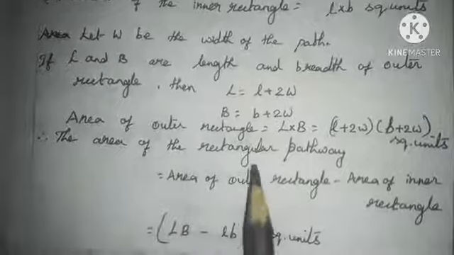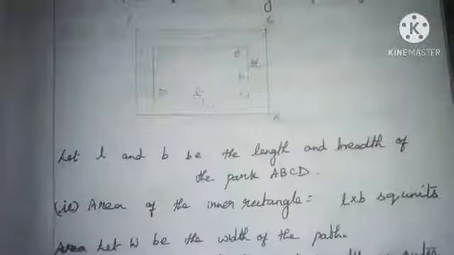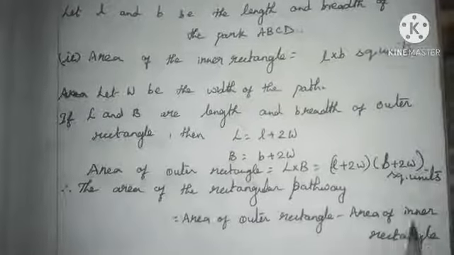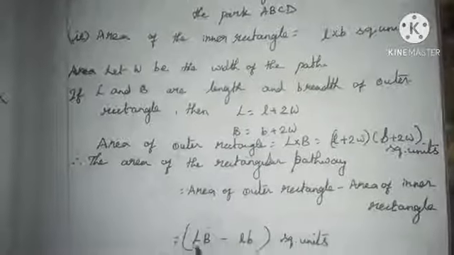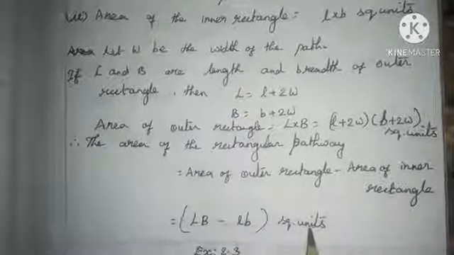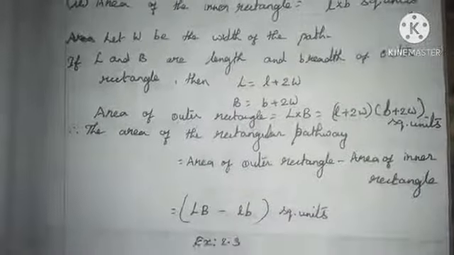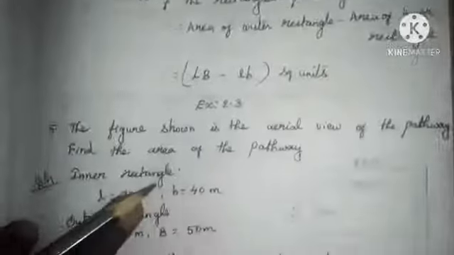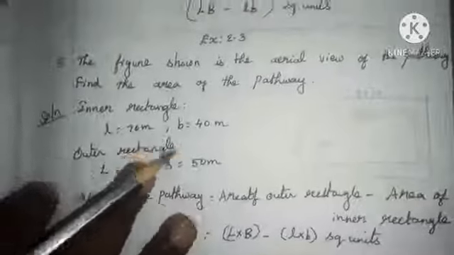This is the area of the rectangular pathway. To find this area, we use the formula: area of the outer rectangle minus area of the inner rectangle, that is capital L into capital B minus small l into small b square units. Using this formula, we are going to solve the problems from exercise 2.3.